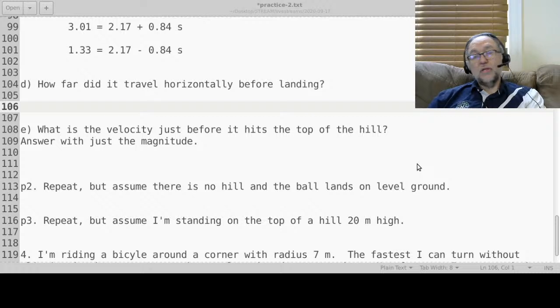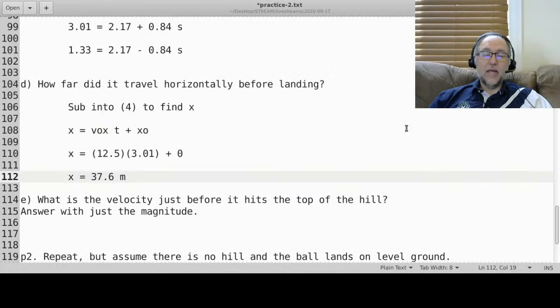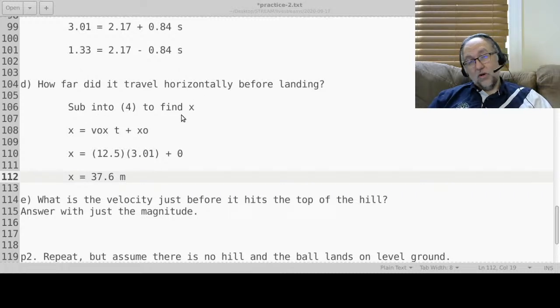Okay. So the last two questions here are pretty straightforward. How far did it travel horizontally before landing? Whenever you're talking horizontal, you take a look at those four equations. There's only one that has horizontal information. That's equation number 4. It's so trivial, I'm just going to cut and paste the entire solution there. Usually once you solve that quadratic, everything unravels after that. It's quite straightforward. So substitute into number 4 to find x.